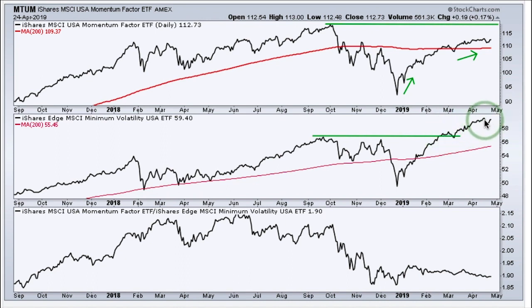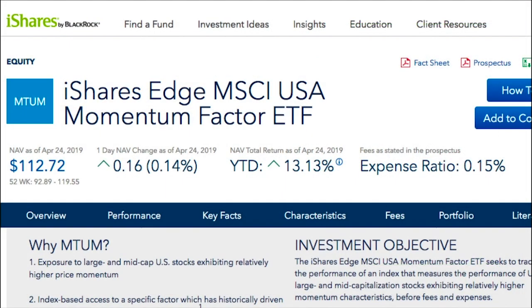And then if you look at the momentum relative to the low volatility ETF, you can see that momentum has just performed in line since November. Momentum is not outperforming. And we can't really say it's underperforming because it's just a flat line, basically. Now, in order to understand what's driving these, we need to understand what is in them. So let's go to the iShares website and take a look.